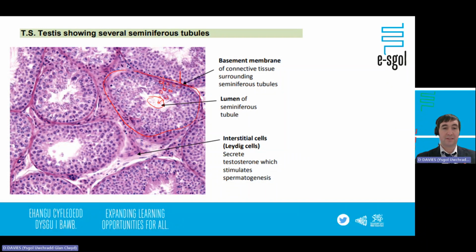You've got cells in between these seminiferous tubules, called interstitial cells or Leydig cells, and these are the ones that produce testosterone. And testosterone causes that spermatogenesis to occur, as well as the secondary sexual characteristics I've spoken about before.